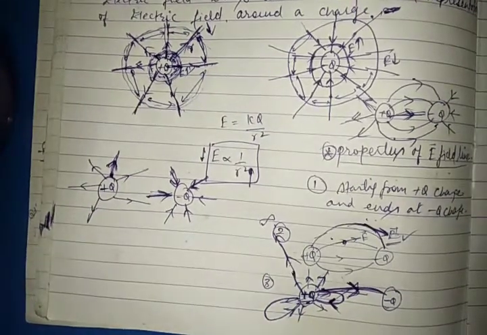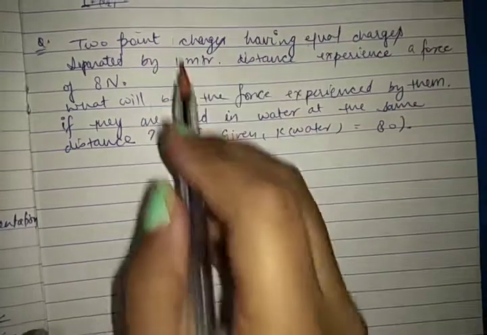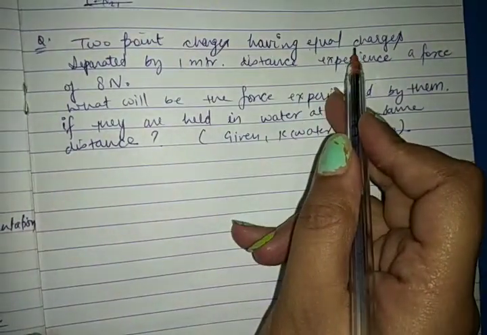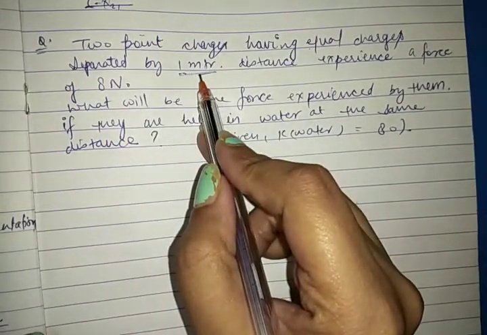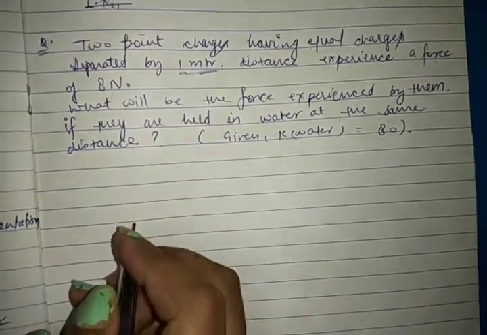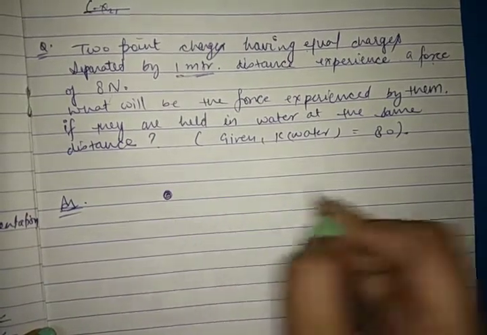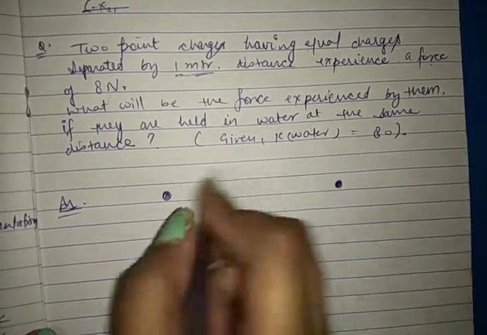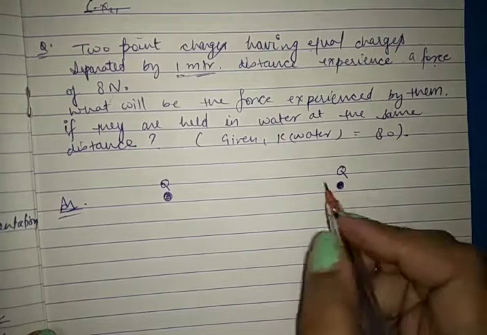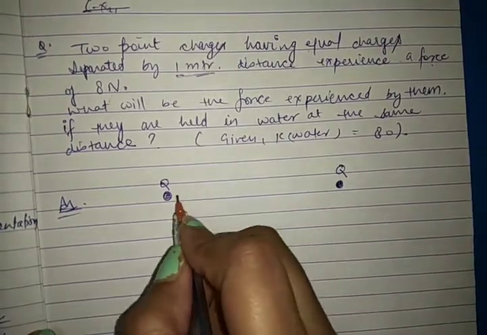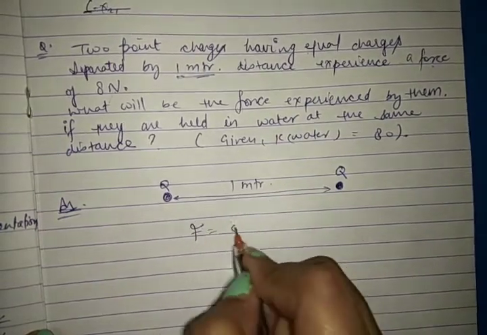Now let's solve some questions related to electric field and electric field intensity. Question number one. The question is: two point charges of equal magnitude, separated by 1 meter, experience a force of 8 Newton. Okay. So the question is two point charges having equal magnitude. This is plus Q charge. This is plus Q charge. Separated by a distance of 1 meter. They experience a force of 8 Newton.